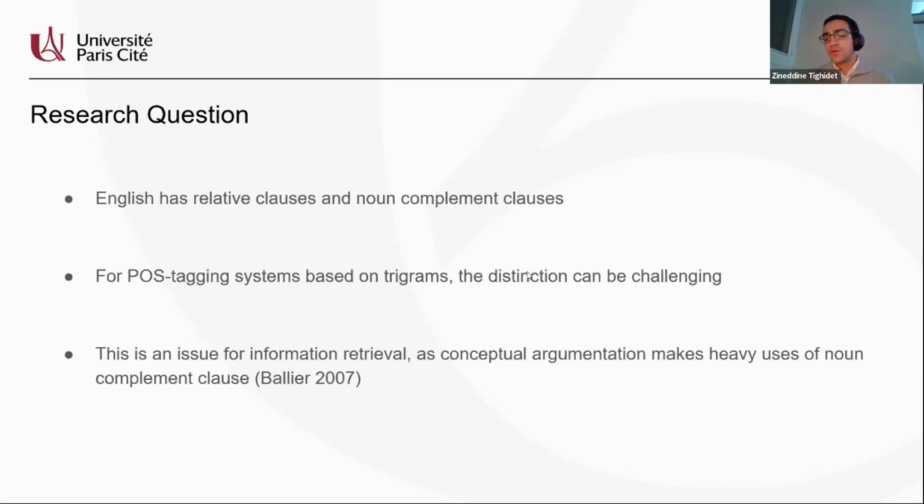English has two types of clauses, relative clauses and complement clauses. For part of speech tagging systems that are based on trigrams, this distinction can be challenging to make. This is also an issue for information retrieval systems, as conceptual argumentation makes heavy use of complement clauses.